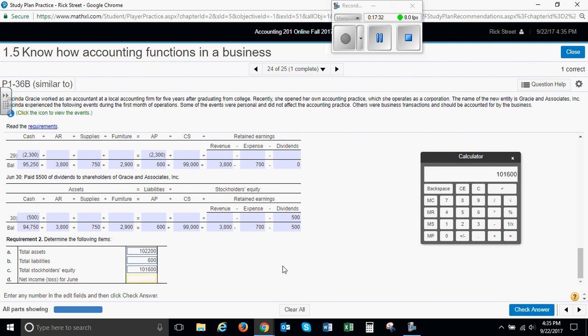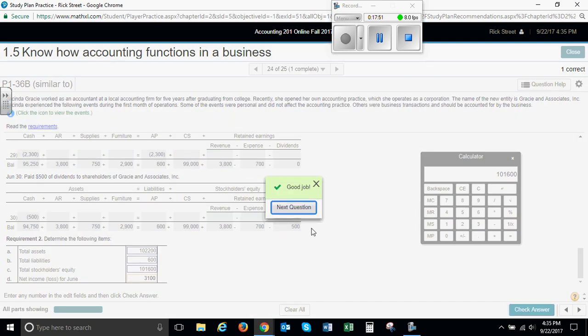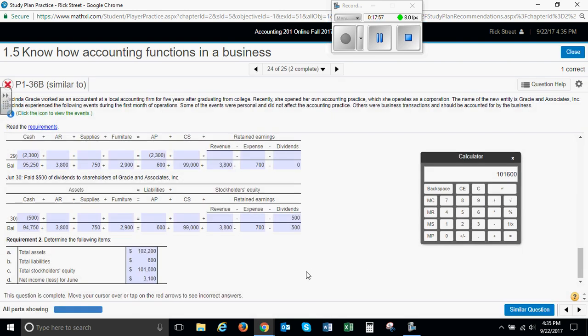Now, net income or loss. Well, that's $3,100. That's 3,800 minus 700. Notice I'm not subtracting the 500 from the revenue because that is not a component of expense. And we can check our answer, and we feel really good about that, and we can go on to the next question. So, excellent job.